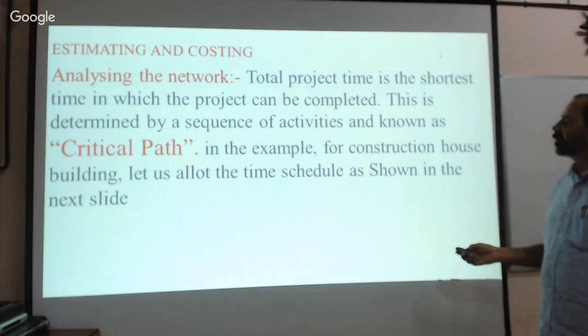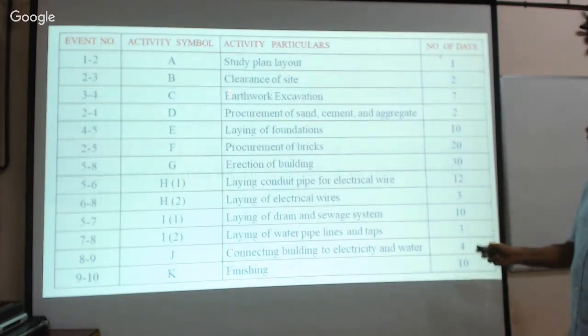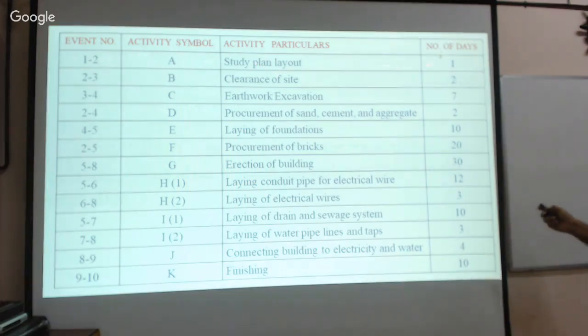Now, let us see how to do this. These are the elements of the building home construction. Event 1 to 2, and the activity is A. That is the description of the activity and the time allotted, the number of days required for each activity. The activities are the study plan layout, clearance of site, earthwork excavation, procurement of sand, cement, etc., material, laying foundation, procurement. Now these are the elements. I have explained this elaborately in the previous class. Please kindly go through this.